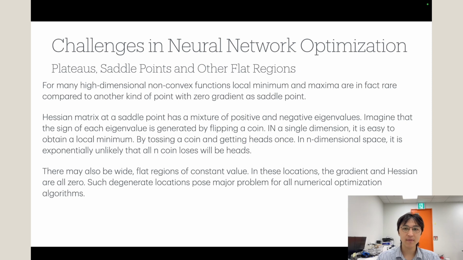Plateaus, saddle points, and other flat regions. Non-convex optimization is tough because you have special points or areas where the gradient is 0, but which are not necessarily minimum or maximum points. We call them saddle points. The Hessian matrix at saddle points has a mixture of positive and negative eigenvalues. Imagine that the sign of each eigenvalue is generated by flipping a coin. In a single dimension, it is easy to obtain a local minimum by tossing a coin and getting heads once. In n-dimensional space, it is exponentially unlikely that all n coin tosses will be heads.